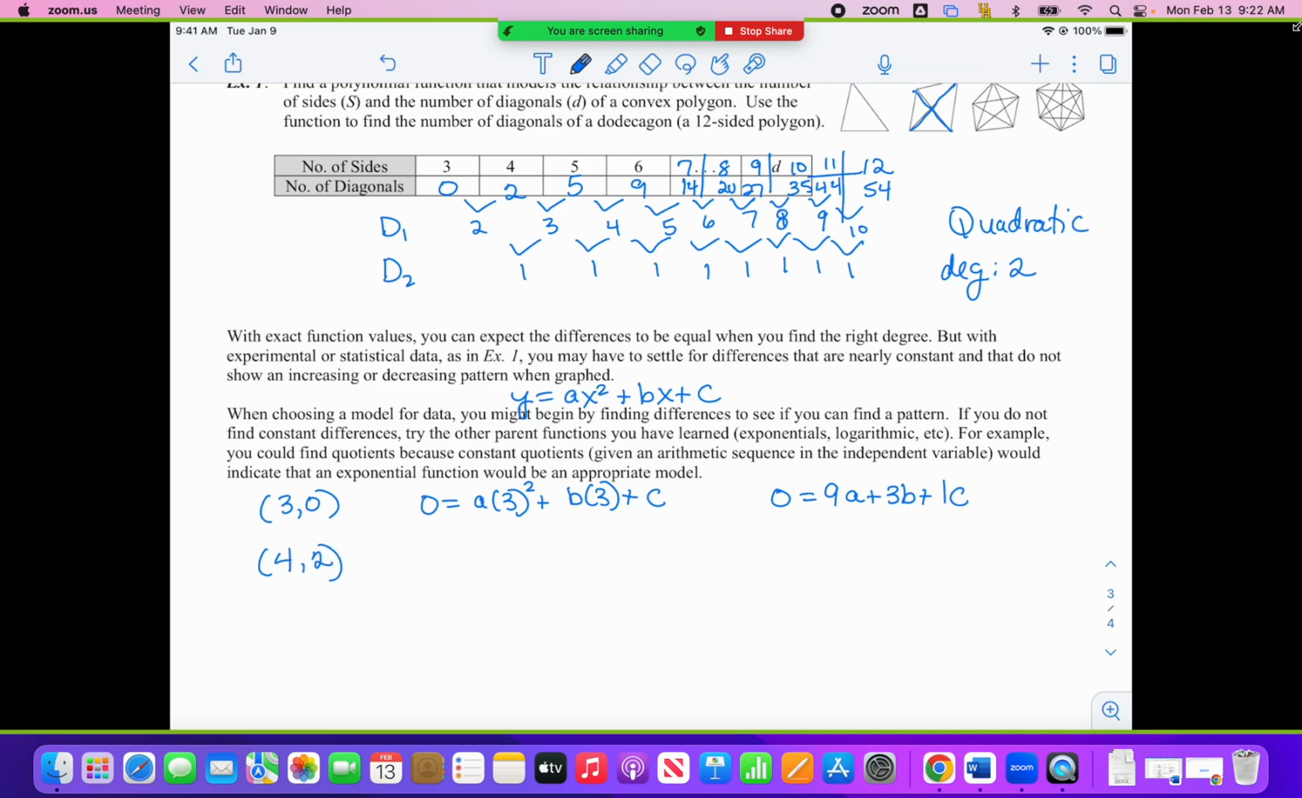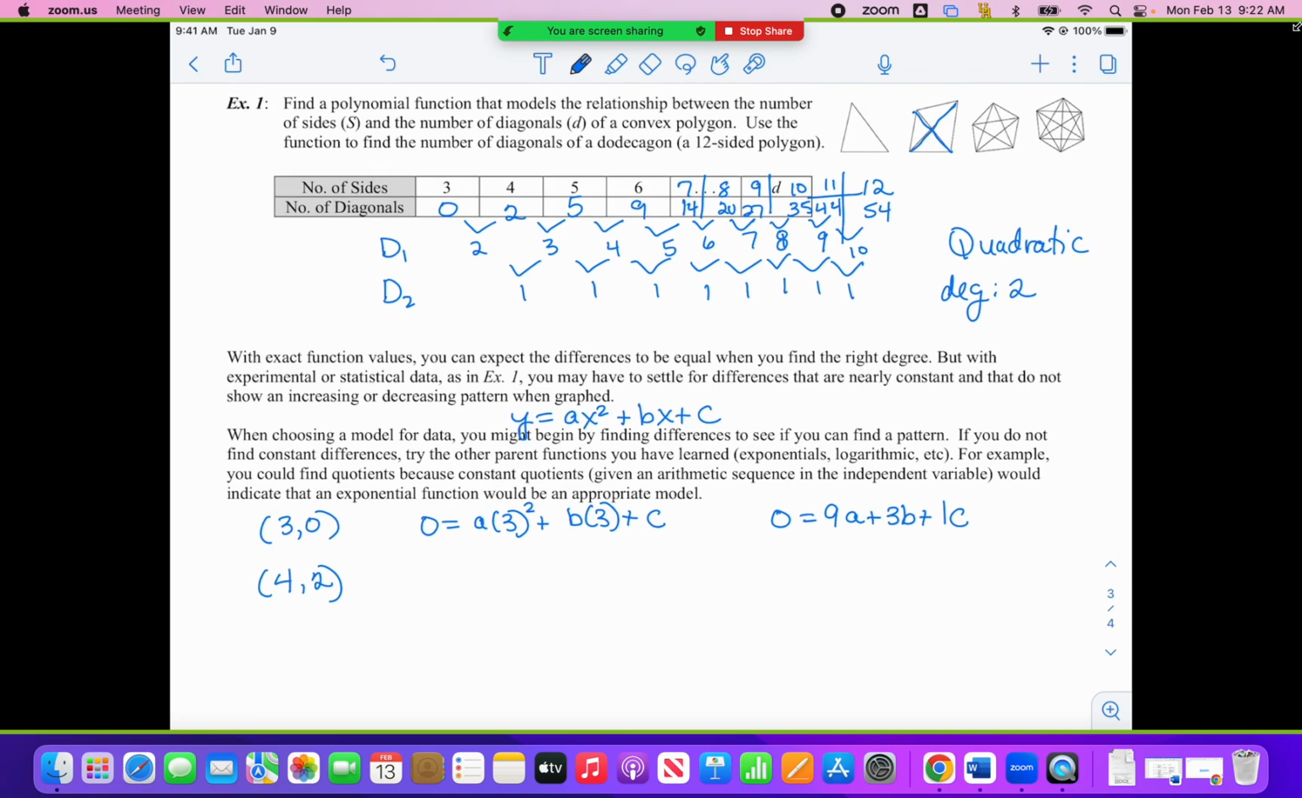Does anybody know where 3, 0 and 4, 2 are coming from? No. Gabe? It's the table. It's the table above, okay? In the table above are the points. I'm trying to come up with a formula that I could find the number of diagonals of any convex polygon. So we're going to do 2 equals a times 4 squared plus b times 4 plus c.